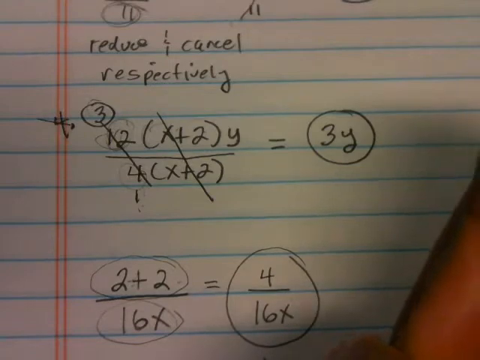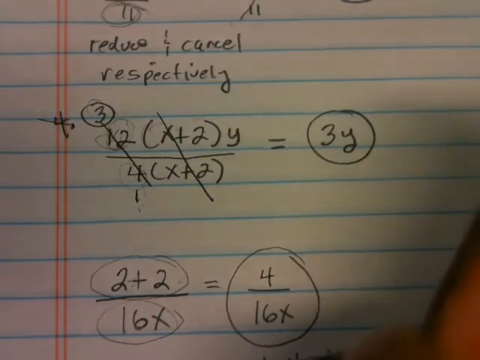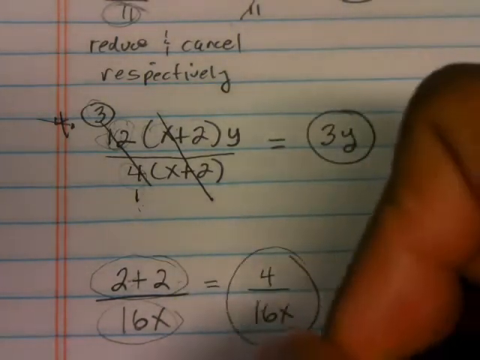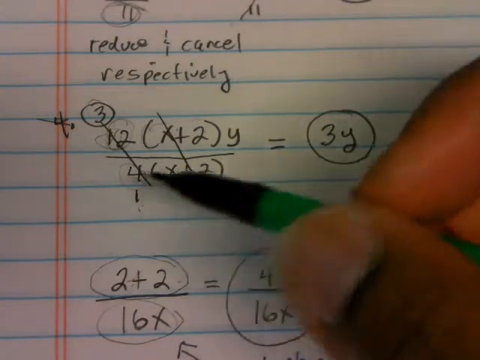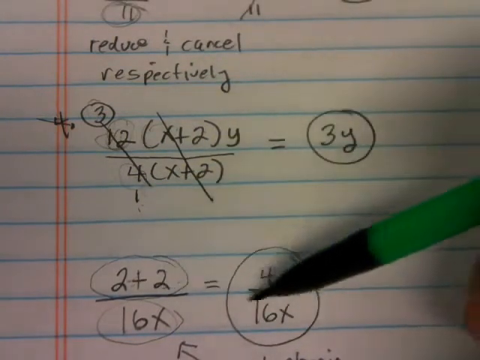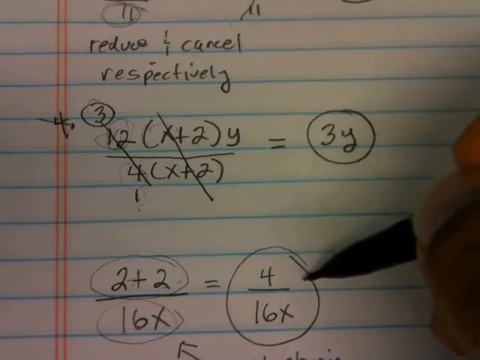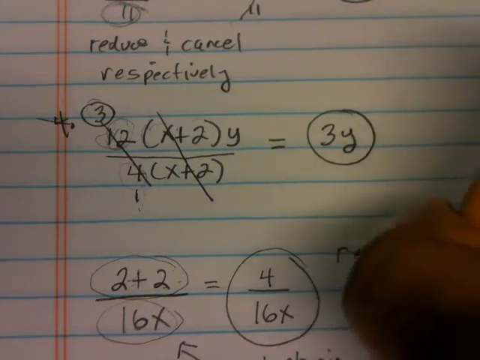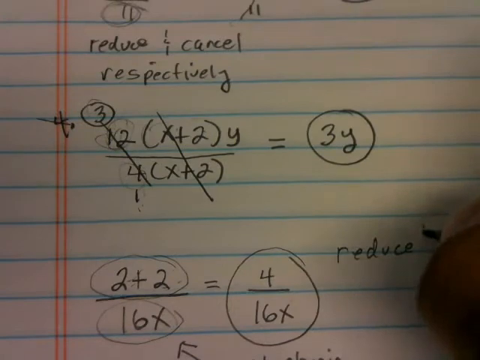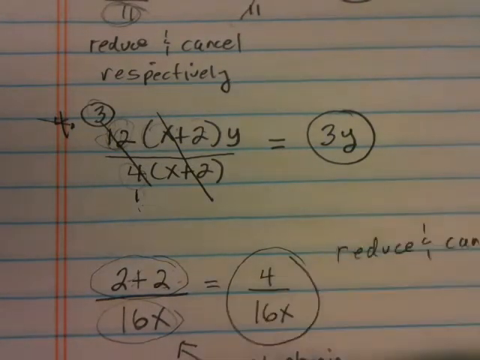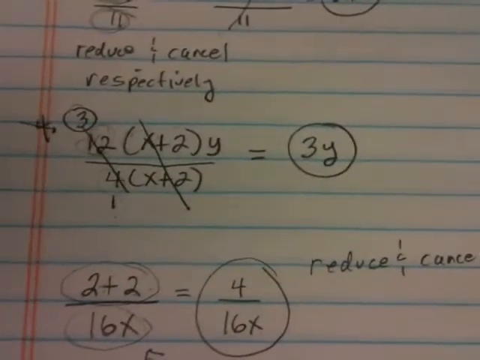This is an algebraic expression now. All right? Now, this is an algebraic expression, but when we perform the operation, we have just the algebraic expression, and this is the point where we want to reduce and cancel. All right, want to reduce and cancel.